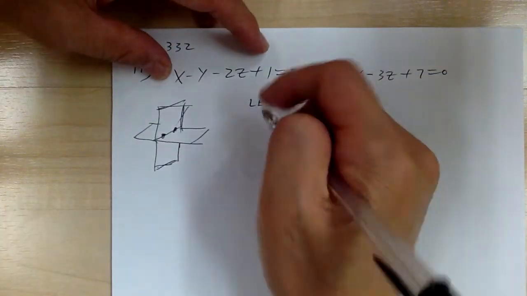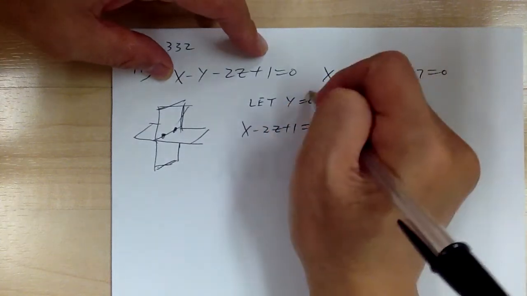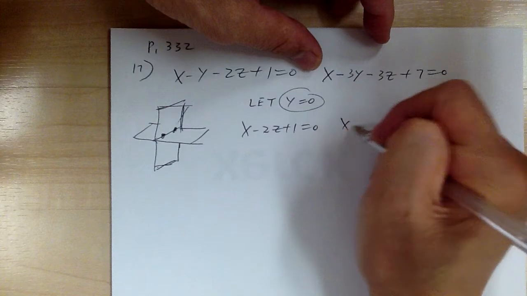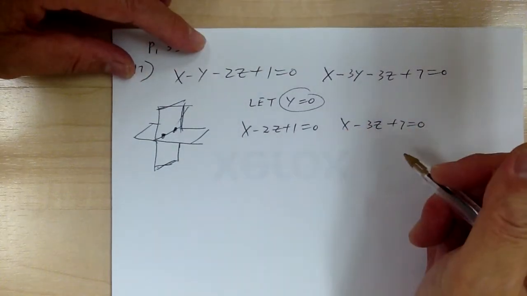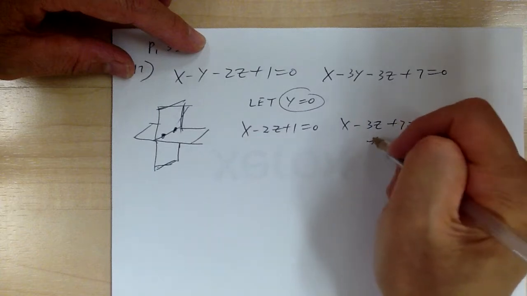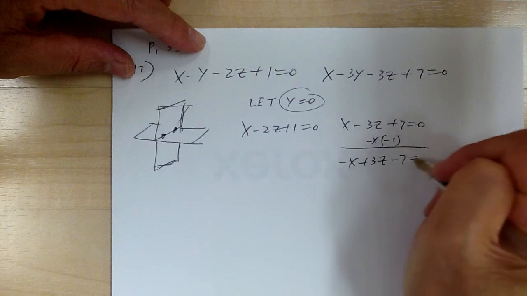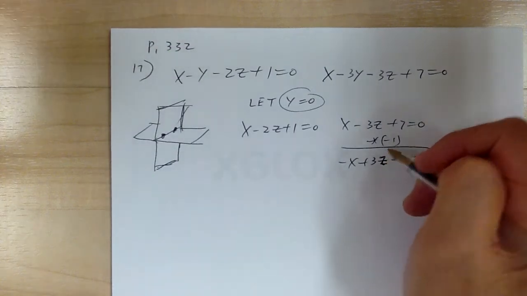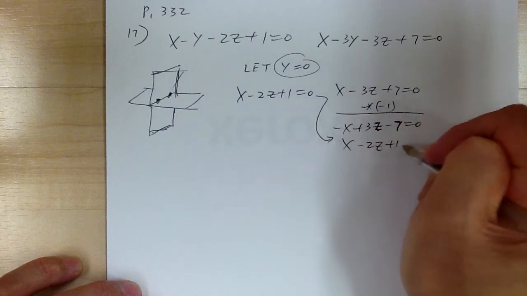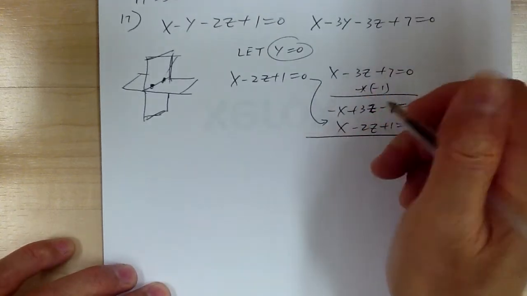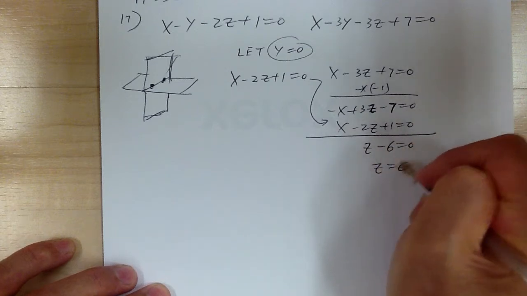So you're going to get x minus 2z plus 1 equal to 0, and you got x minus 3z plus 7 equal to 0. From here, I'm going to multiply this by -1, so I got negative x plus 3z minus 7 equal to 0. Then I'm going to put this over here, so I got x minus 2z plus 1 equal to 0. You solve, you're going to get z minus 6 equal to 0, so z equals 6.